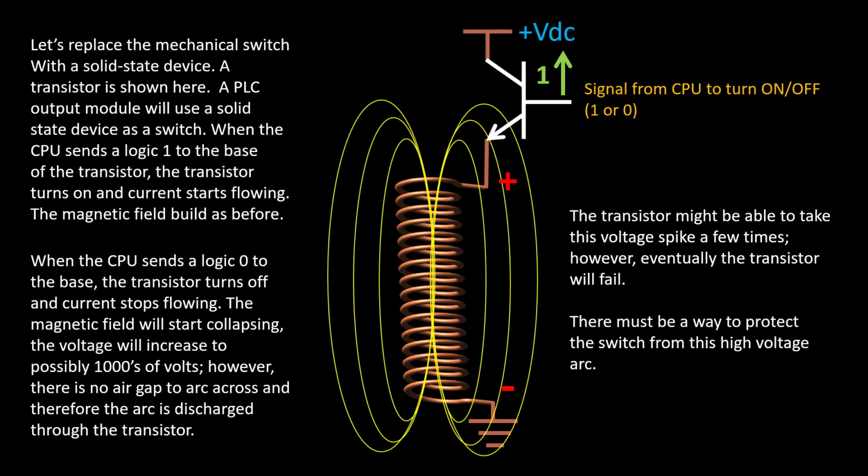So everything works the same, just as when I closed the mechanical switch. The difference this time, though, is that when the CPU sends a 0 to that base to turn off the transistor, there's no real mechanically open circuit for that arc to flash across. I'm still going to have a field collapsing, a reversal of polarity, and a voltage that goes to the ceiling. Only this time, it's going to go through that solid state device.